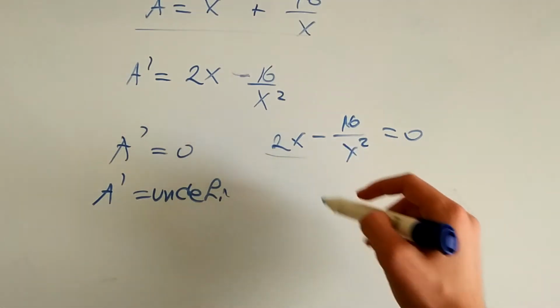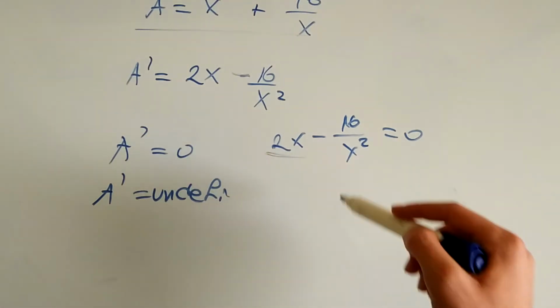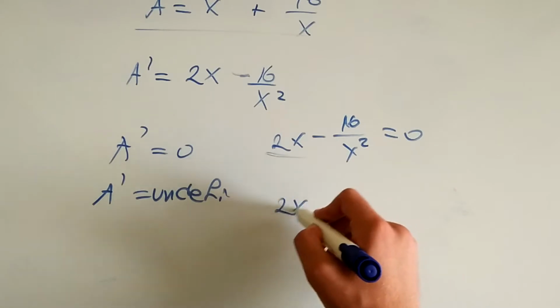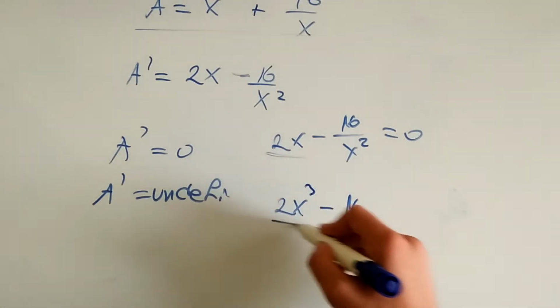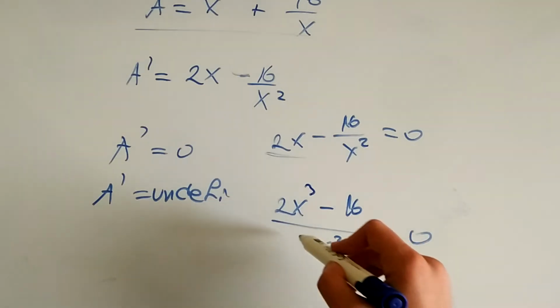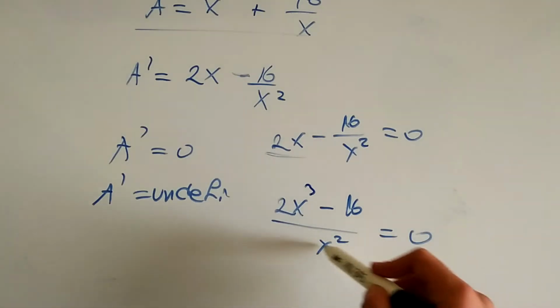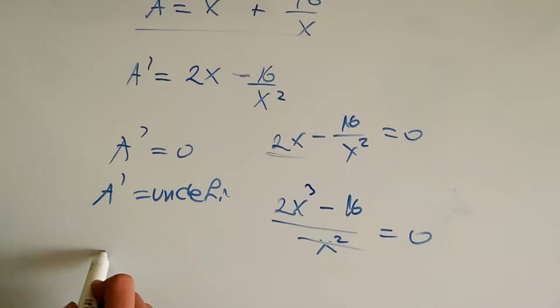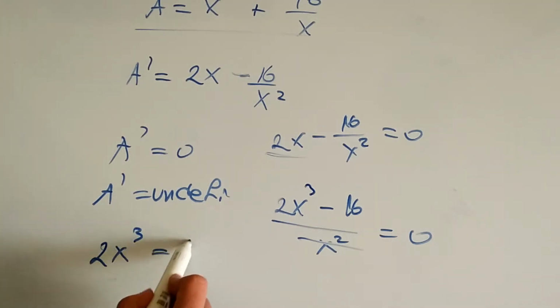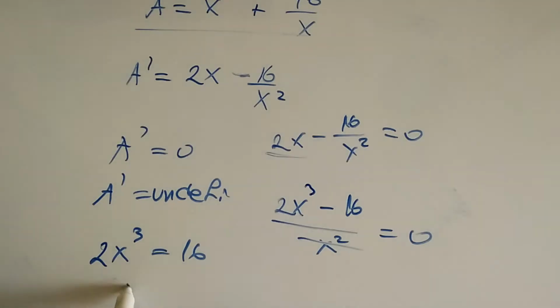We can have here a common numerator, so we'll have 2x to the third minus 16 over x squared is equal to 0, and then if I multiply both sides by x squared, this will be gone, and I will have 2x to the third power is equal to 16. If I divide both sides by 2 and then take the third root of 8, x is equal to 2. So when x is equal to 2, the first derivative is equal to 0.